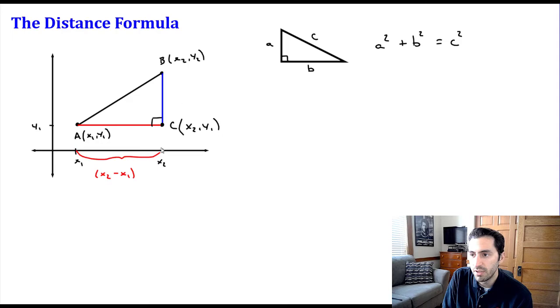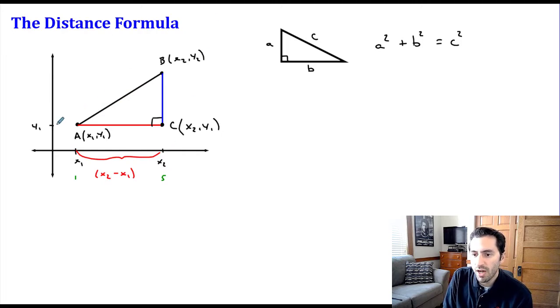So for example, let's just say x2 is over here at 5, and if x1 was at 1, in between there, that's a difference of 4 units. So that length is 4. But we can find that by doing 5 minus 1.